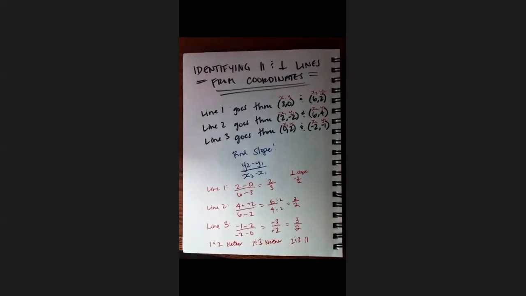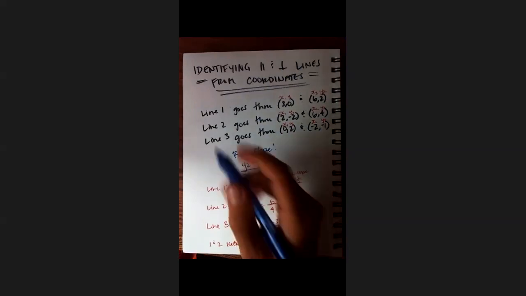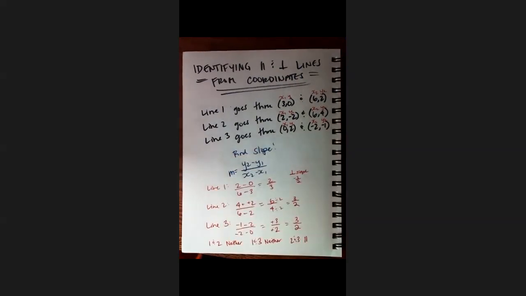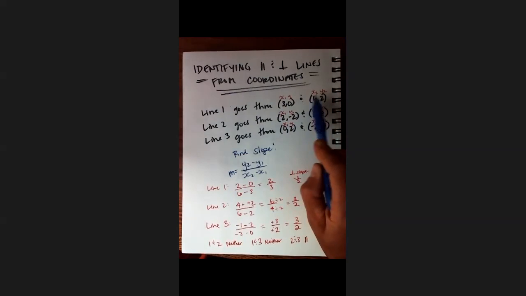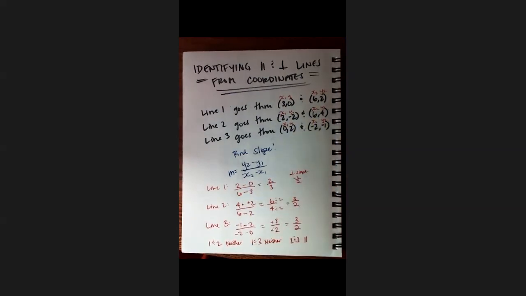And last but not least, we talked about identifying parallel and perpendicular lines from their coordinates. Remember that when you're given coordinates, to find the slopes, you're going to do y2 minus y1 over x2 minus x1 is equal to m. Remember to label those coordinates, x1, y1, etc. And once you plug those in for your equation, solve for your slopes. And once again, same slopes mean parallel, opposite reciprocals mean perpendicular.